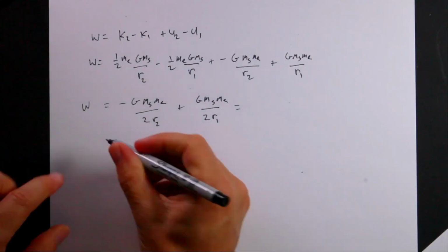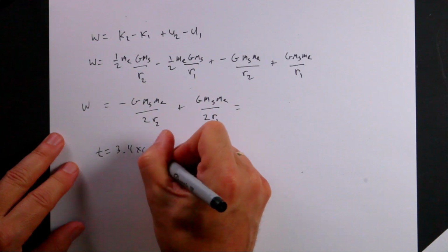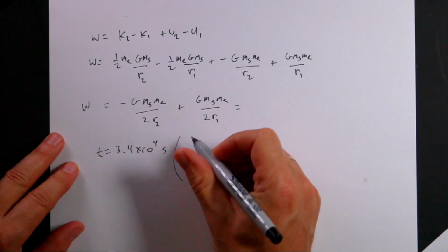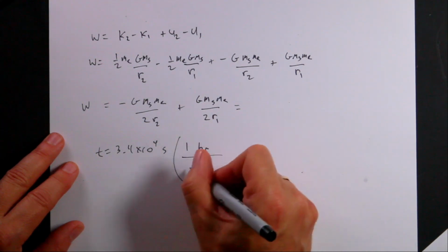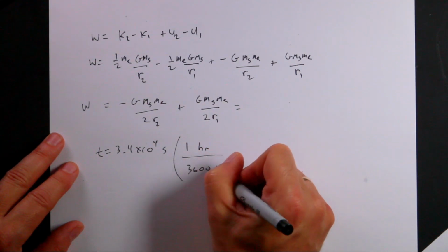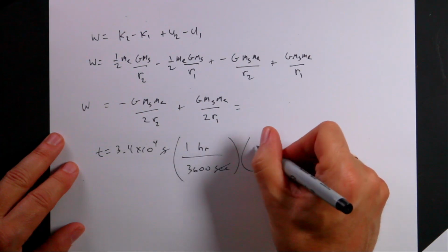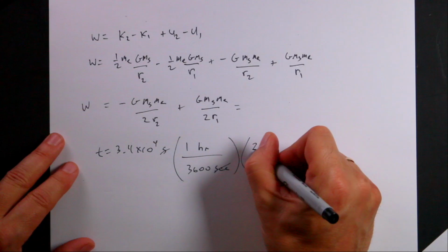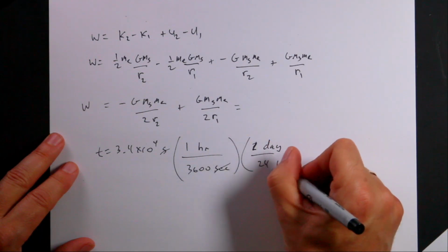Okay, so here t equals 3.4 times 10 to the 4th seconds. I'm going to say I want to convert that to hours. 1 hour is 3,600 seconds. And then I need to convert the hours to days. So I can say 1 day is 24 hours.